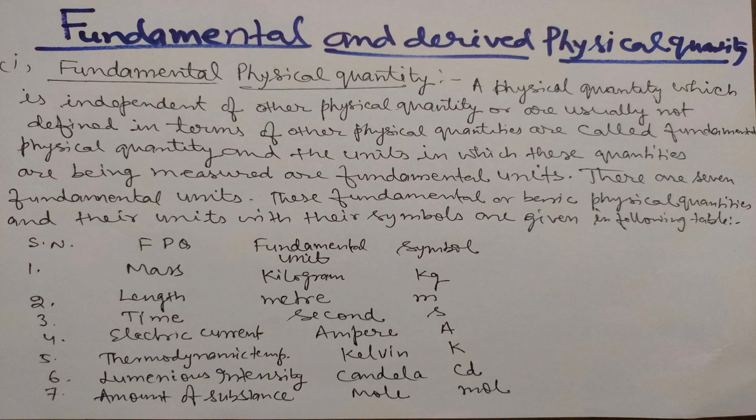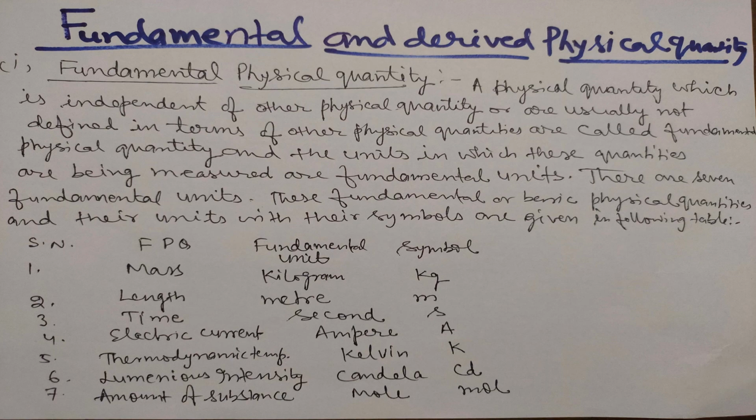These fundamental or basic physical quantities are given in the following table. You can see here that number one is mass, and the unit of this fundamental physical quantity is kilogram. Second is length, measured in meter, and the symbol of the meter is m. The third one is time, which is measured in second, and the symbol of second is small s.